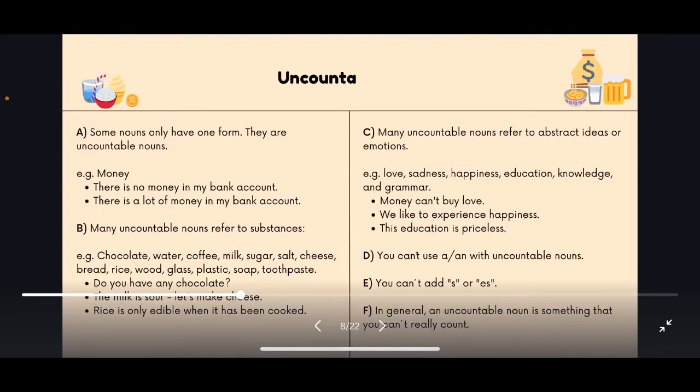And now the uncountable nouns. So some nouns have only one form, and these nouns we're going to call uncountable nouns. For example, money. Can we count money? We can say I have one money, two money. That's incorrect. So what we can count is the coins, the bills, like I have two coins, three bills, okay? For example, there's no money in my bank account, and there is a lot of money in my bank account.